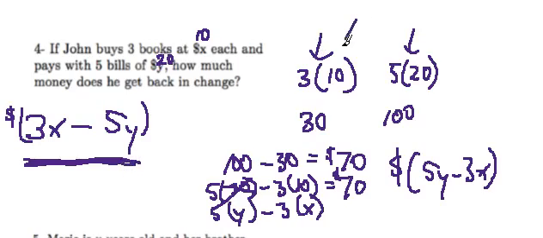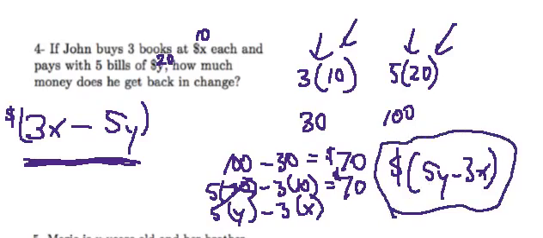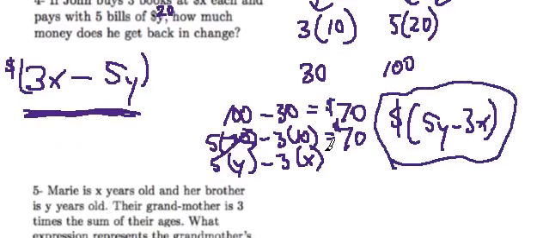But when I throw in actual numbers, my common sense helps me figure out what the problem should be, and I get the correct answer, which is that he gets back this amount of money in change, 5y minus 3x dollars. Okay, let's see another example.